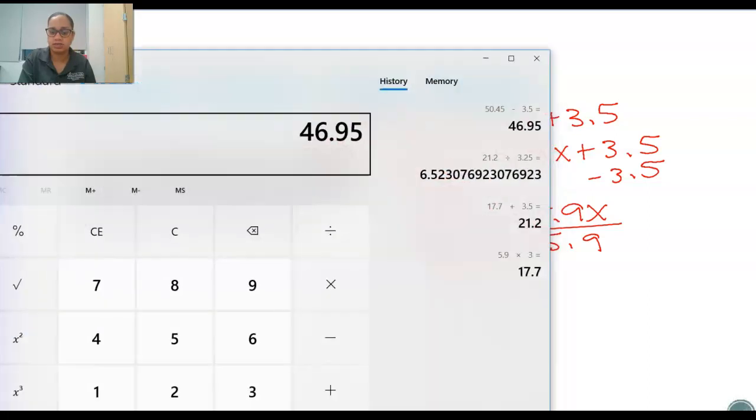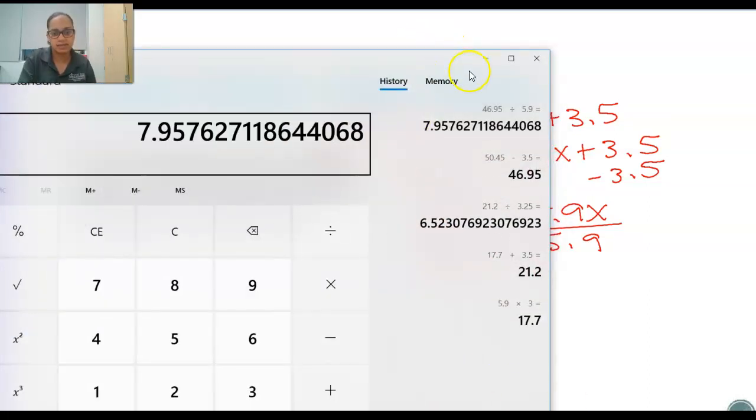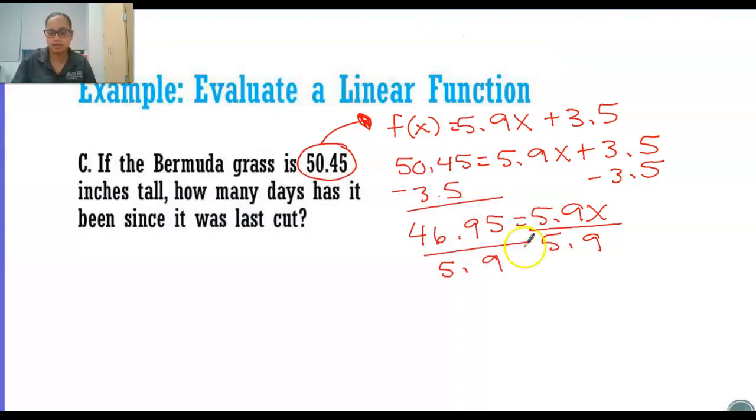So again, just use my calculator. Divided by 5.9. And I get 7.95. I'm going to go ahead and round that, 7.96.